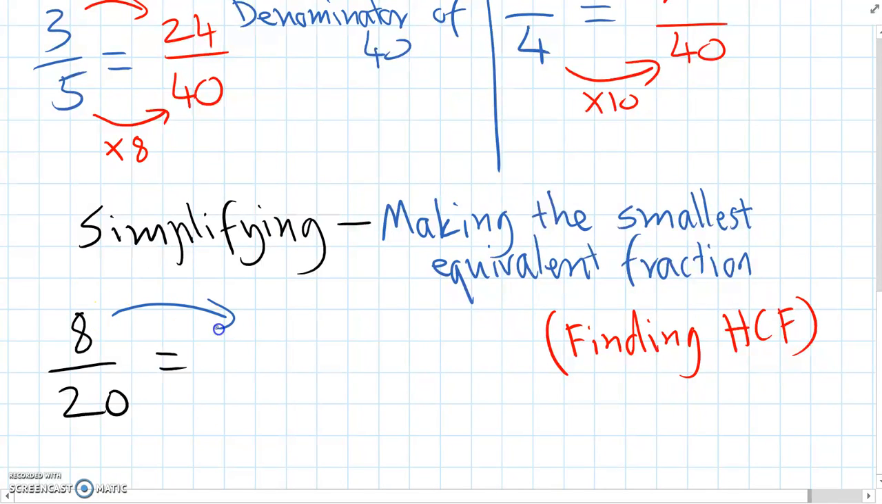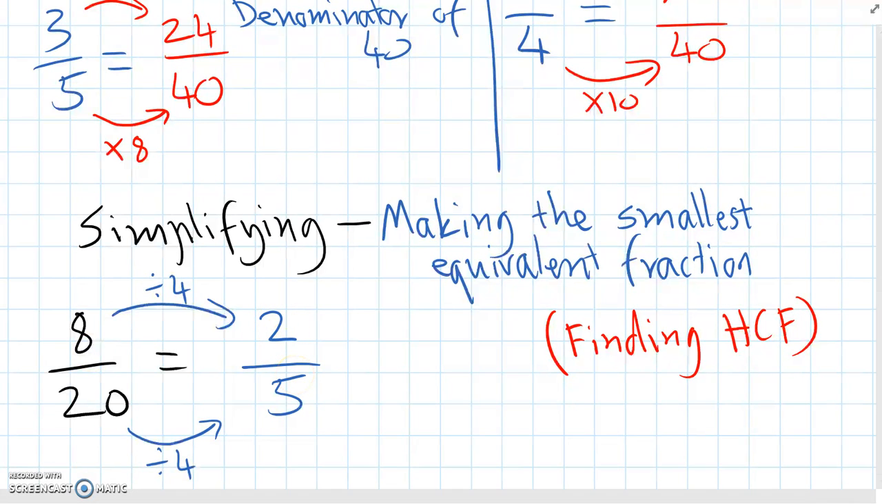So we can divide 8 by 4, and what you do to one, you do to the other. 20 divided by 4. So we have 8 divided by 4 is 2, 20 divided by 4 is 5. So 8/20 on our fraction wall is the same size as 2/5. And that is simplified.